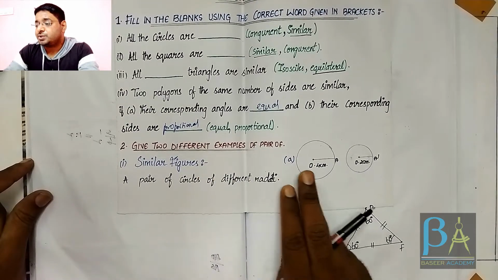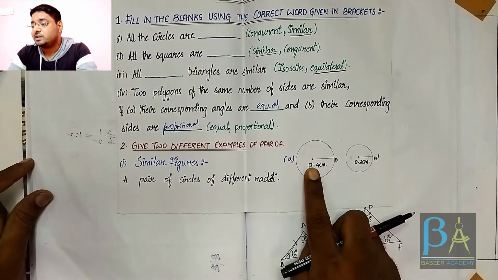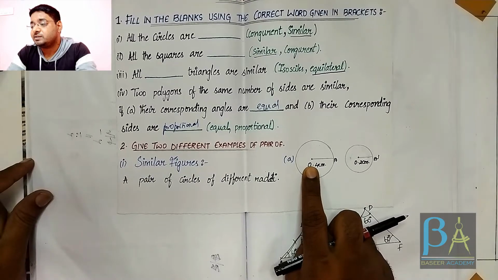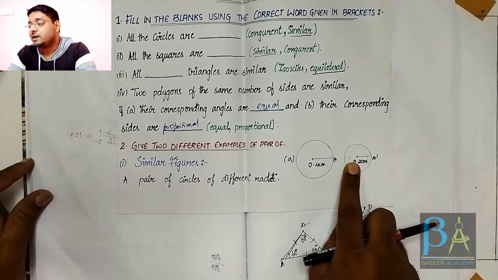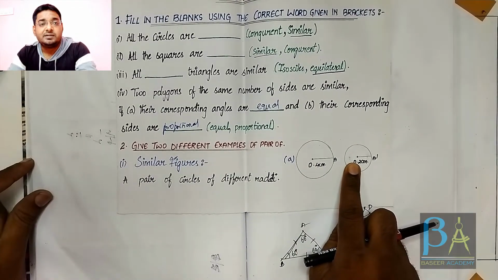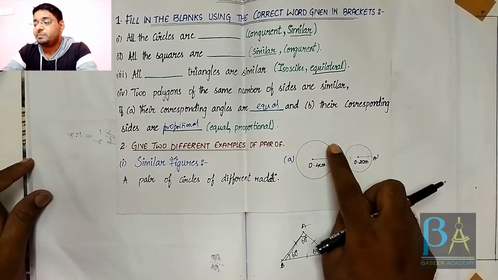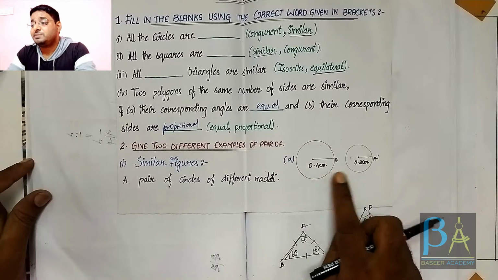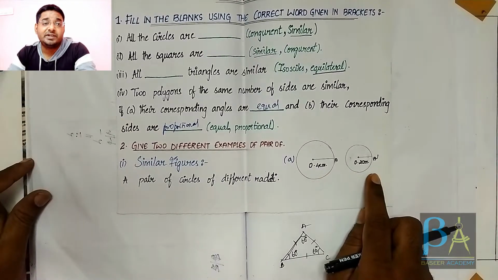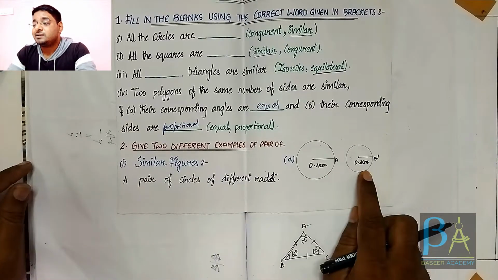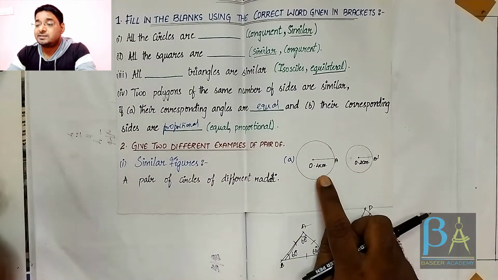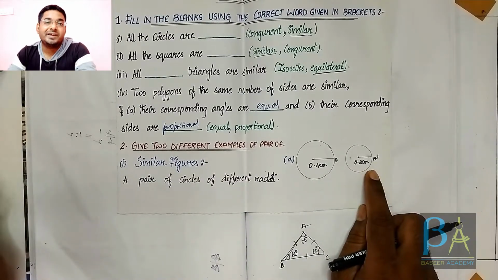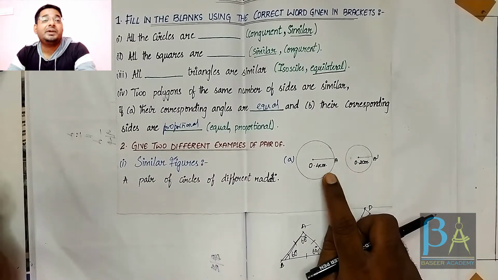So I drew two circles here. One of the circles has a radius of 4 centimeters and the other circle has a radius of 2 centimeters. Obviously, since this is a circle and this also is a circle, they have the same shape but not the same size because the radii are different here. And so this is an example of a pair of similar figures. They have the same shape but not the same size.